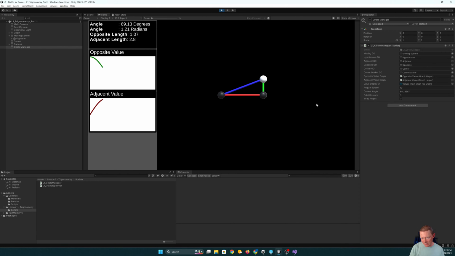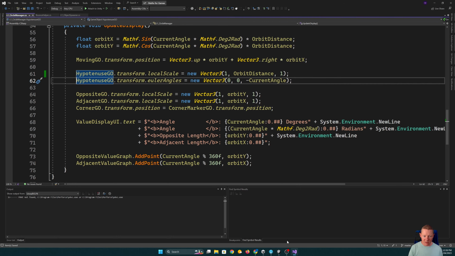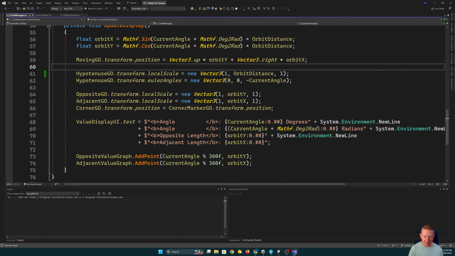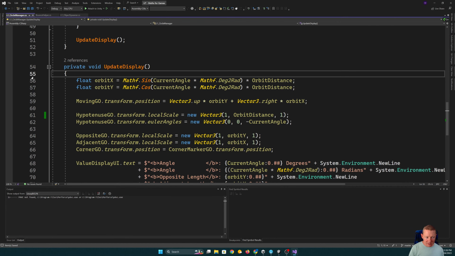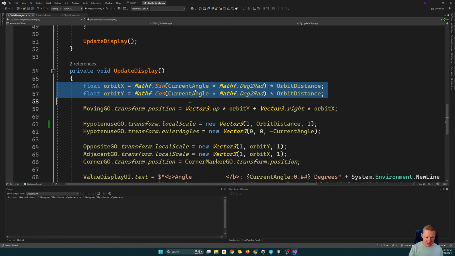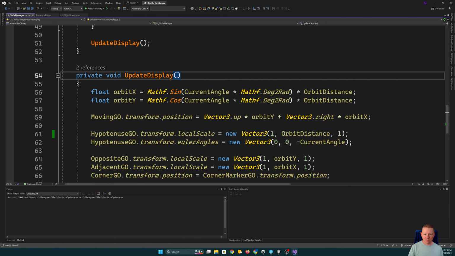Let's take a look at how this is actually doing the moving around. Because as I said, what we're doing is we've got the hypotenuse here is fixed, and then as the angle changes, I'm actually calculating these opposite and adjacent values. So let's take a look at what I'm doing here. And here is where it is actually happening on these two lines.